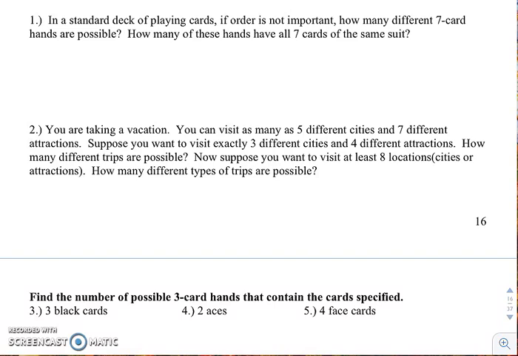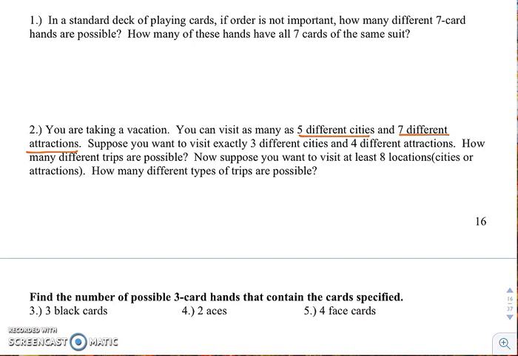So let's just look at number 2, for example. It says you're taking a vacation and you can visit as many as 5 different cities and 7 different attractions. So the attractions and cities are sort of different. Cities is one thing, and attractions could be like a park, maybe, or an amusement park, those sorts of things.